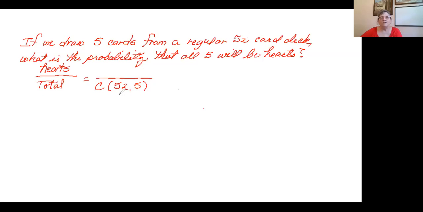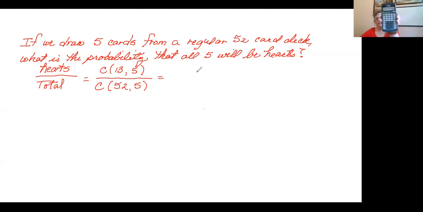What we're interested in determining is the probability that all 5 of them will be hearts. Now, out of the 52, 13 of them are hearts. So we want to know the probability that out of these 13 hearts, we managed to draw 5 of those. See how that works? Now, I'm going to simplify this by just pulling up the combination on my calculator.